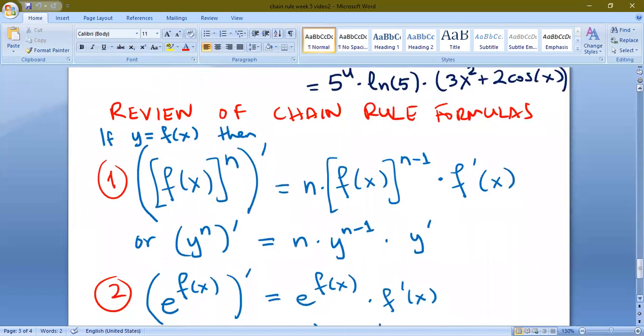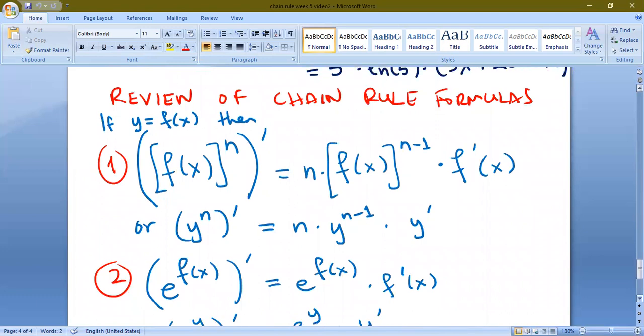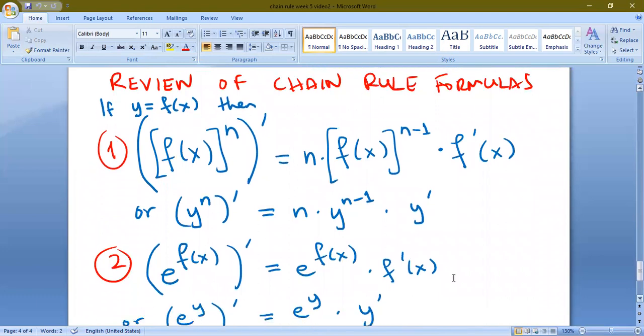Now, we actually have three types of chain rules. One of them is the chain rule for the power functions. So if we have y equals f of x, and instead of x to the n, we have f of x to the n, then its derivative is, we take first the power function's derivative. So n times f to the n minus 1 power times now the derivative of the base, f prime. Or if we have, let's say, y to the n prime, then that's going to be n times y to the n minus 1 times y prime.